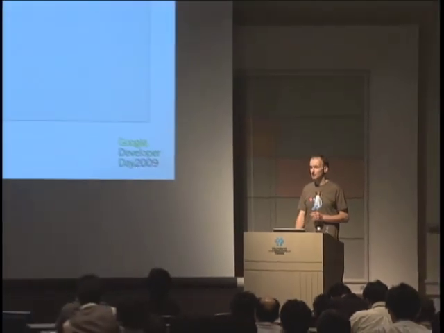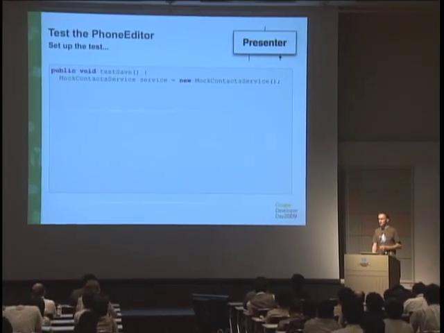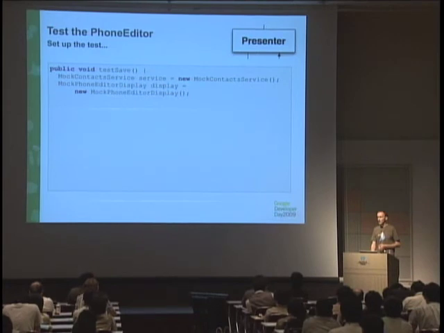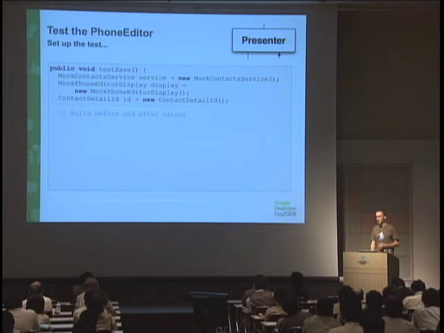So now we finally get to do our test. We've created our mocks, we can reuse them. First, we're going to instantiate a service. So we have a mock contact service. We just create a new one of those. We need a mock display, which is the view. We're going to create a new contact detail ID. That's just a value that we need.